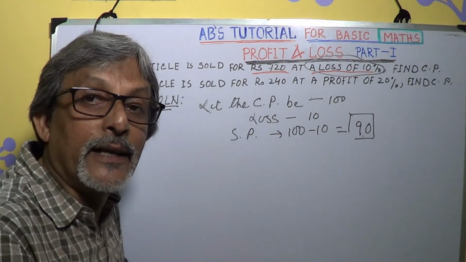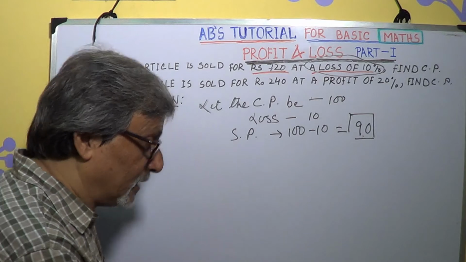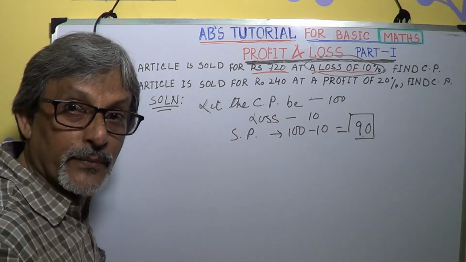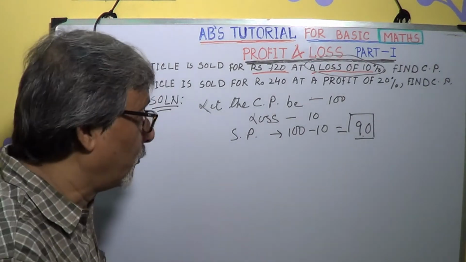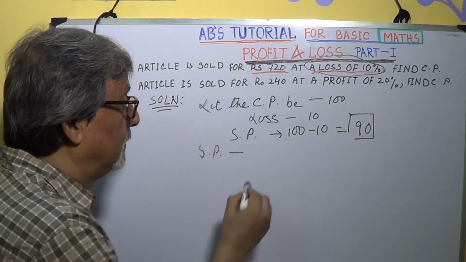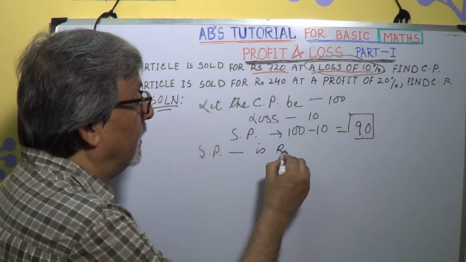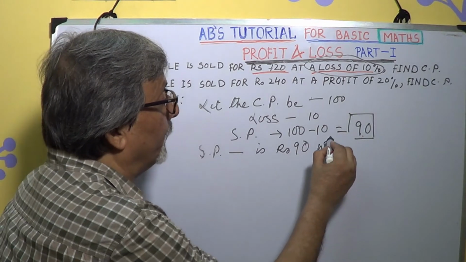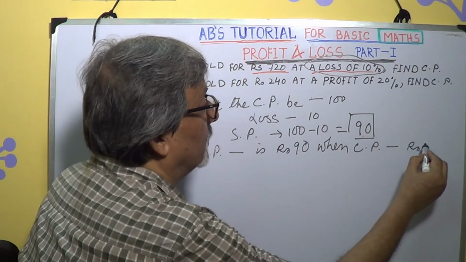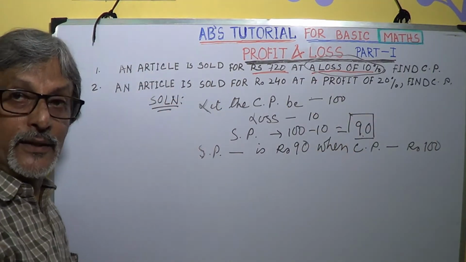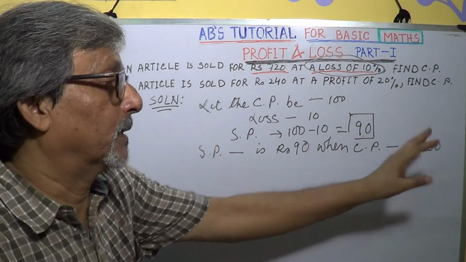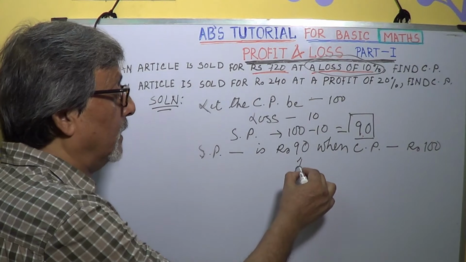Now what will we do? This is again the unitary method. When we get rupees 90 as selling price, the cost price is rupees 100. So SP, selling price, is rupees 90 when CP is how much? CP is rupees 100. In this way we write in the unitary method: selling price is rupees 90 when cost price is rupees 100. Now what will it be in case of rupees 1?